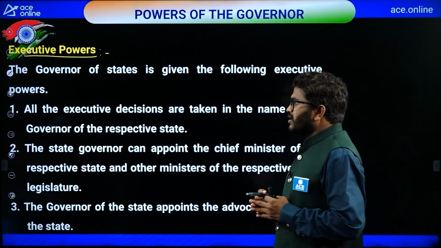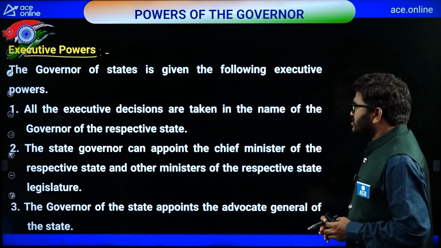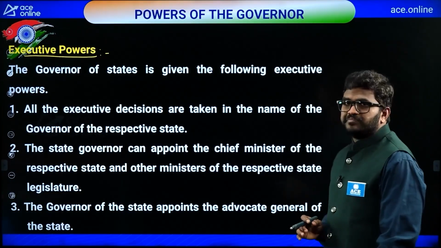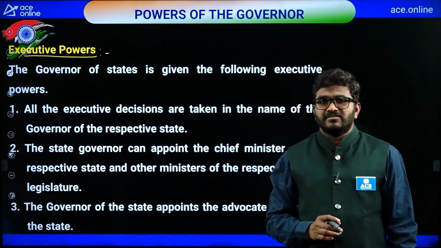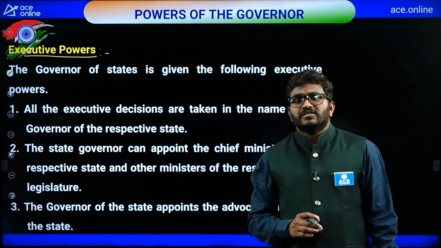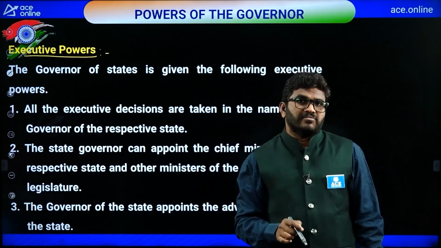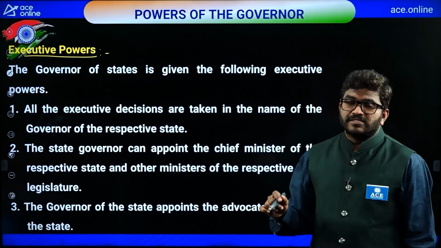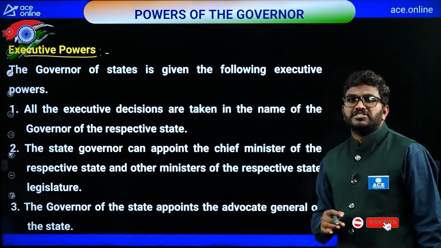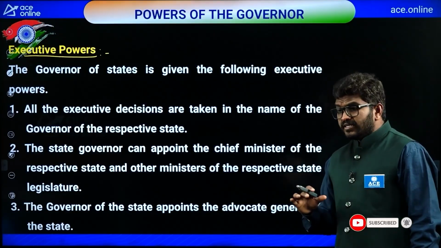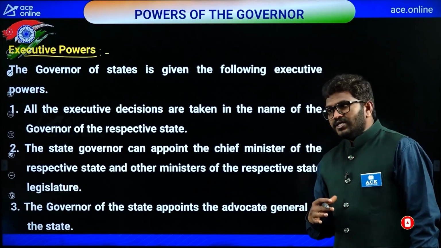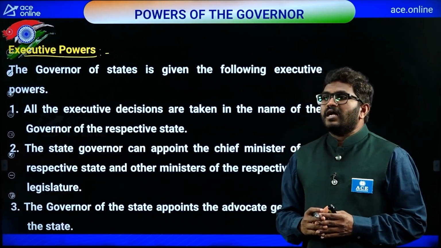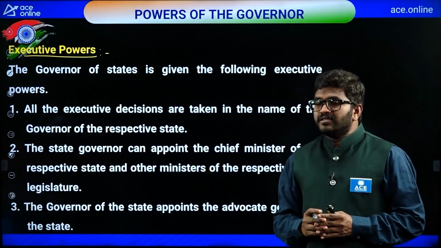The state governor can appoint the chief minister of the respective state and other ministers of the respective state legislature. So after completion of the elections in the state, MLAs elect one person as CM. Who will appoint the CM? The governor will appoint the chief minister. And there is a cabinet at the state level also. So the chief minister will select some members in the legislative assembly, and the governor will appoint them as ministers.